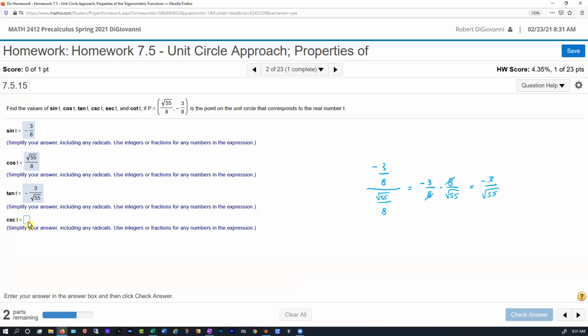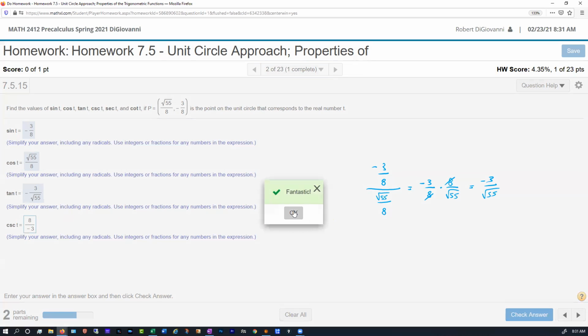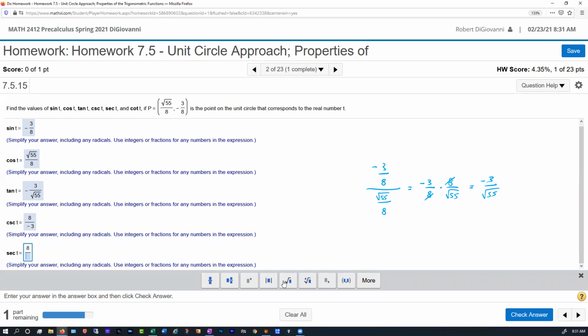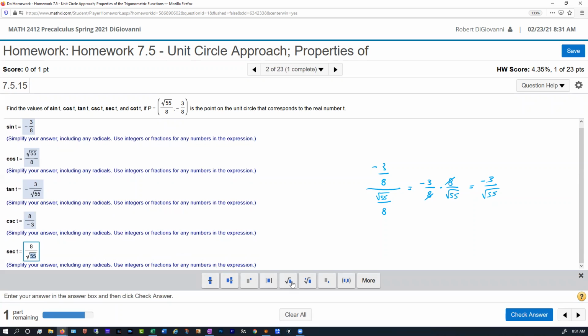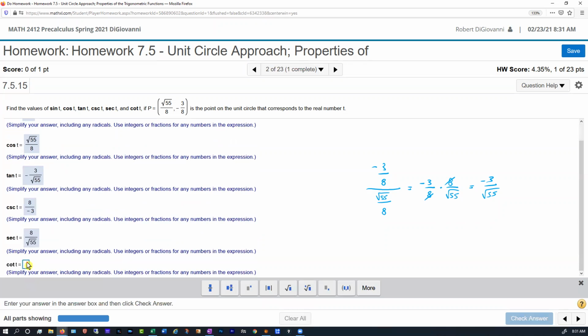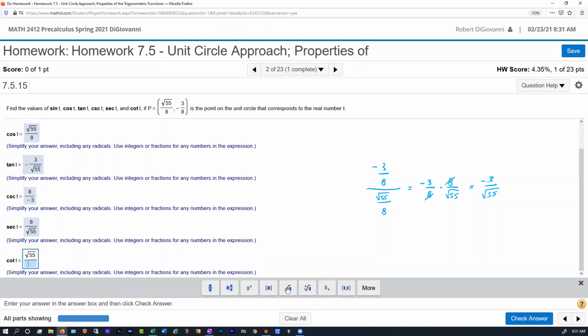Okay, and then now these are just all the others flipped over. So I'm going to go 8 over negative 3. That's sine flipped over. Then cosine flipped over. 8 over square root of 55. And finally, tangent flipped over. So I'm going to go square root of 55 over negative 3.